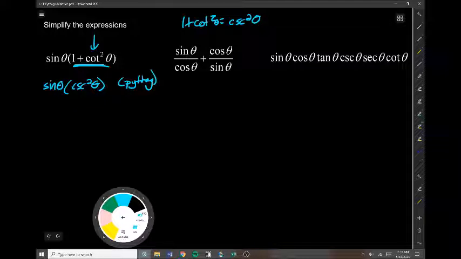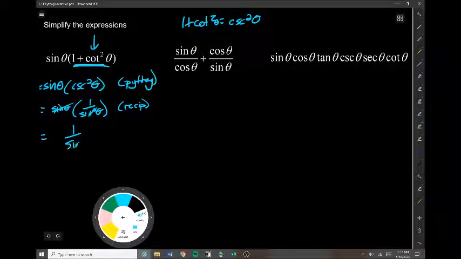So write them down. Okay, cosecant, I know, is 1 over sine squared. And that's just a reciprocal identity. One of these sines cancels one of these sines, so we get 1 over sine theta, which is just cosecant theta. And that is a reciprocal identity again.